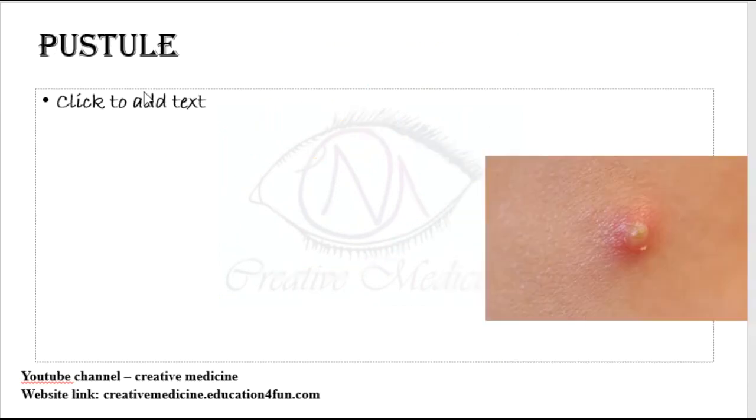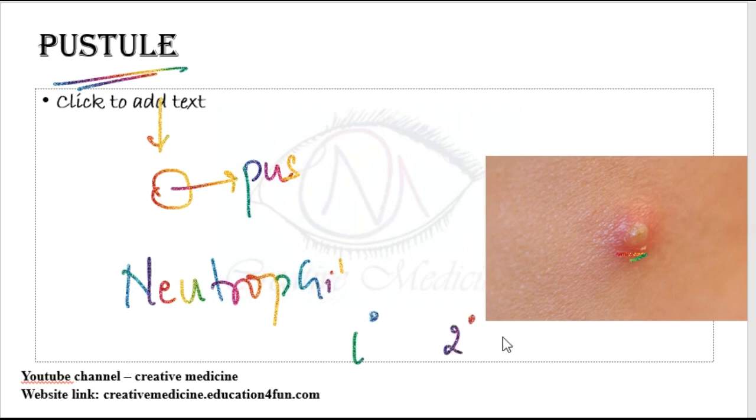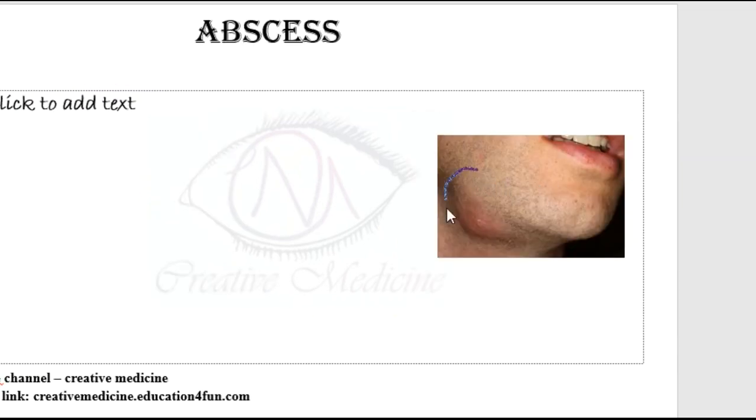Pustules. Pustules are small pus filled lesions. Pustules are mainly a collection of neutrophils. Pustules can be either primary or secondary. Abscess. Abscess is a large pus filled lesion.